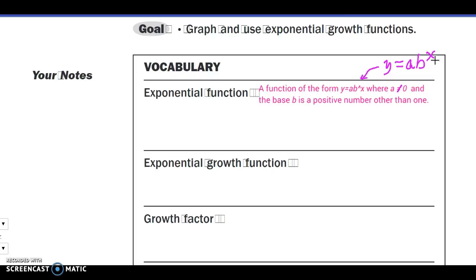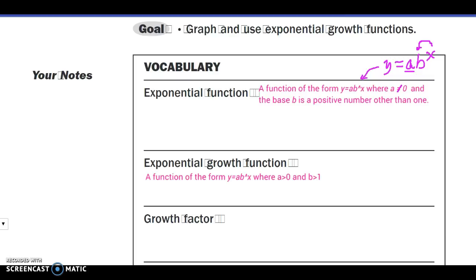Don't be confused by the caret. So x is in the exponent is the point. So you might want to pause it and write that in, and we'll move forward. But x is in the exponent, and the base of x is b, and b has got to be a positive number, has got to be positive. And you see our old friend a here in front. All right, so go ahead and write that down, and pause if you need to.